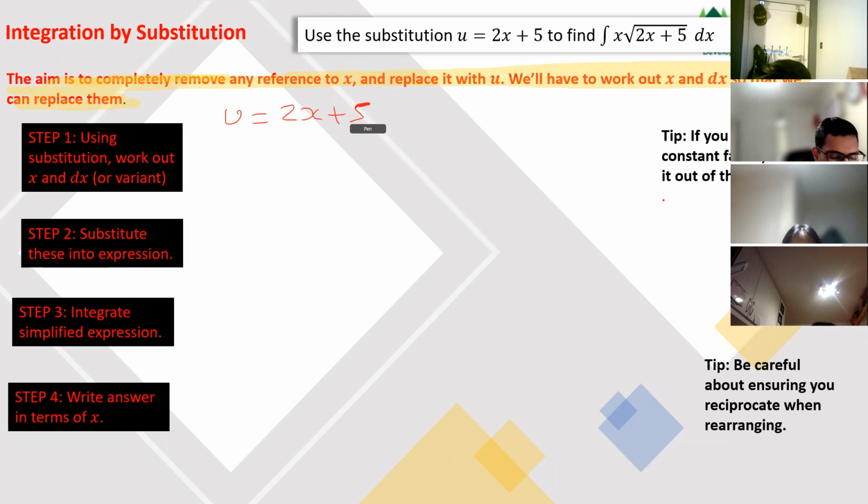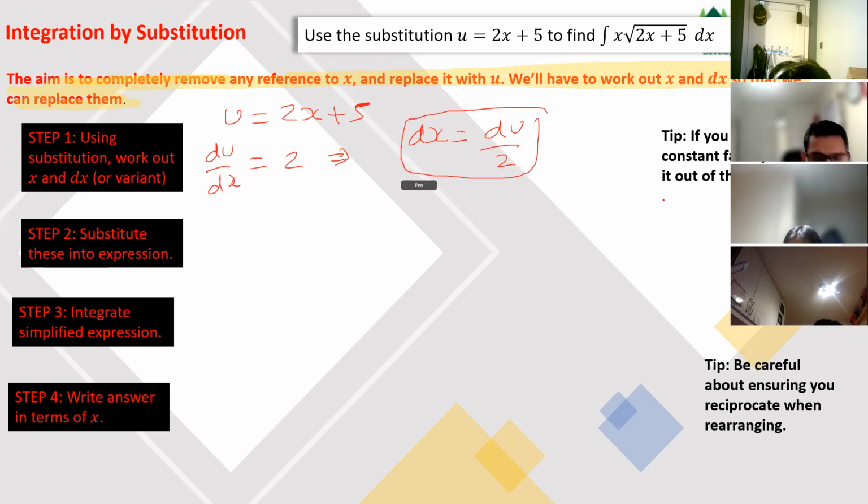Now Ayushi, can you help us? What is du by dx going to be? 2. Very good. Now again we can see du by dx equals 2, but because we have dx, we need to make dx the subject, so therefore dx is going to be du over 2. Now we need to remember to follow the same steps that will make your question look quite simple. Now also we need to make x the subject.